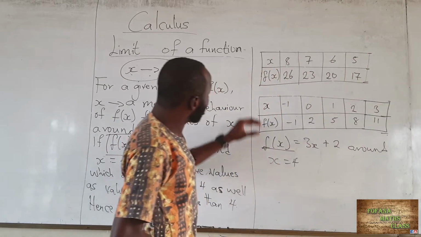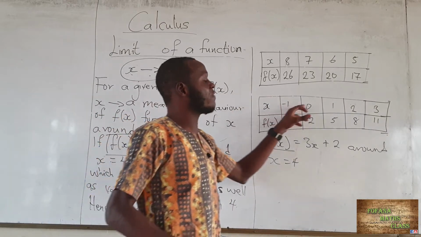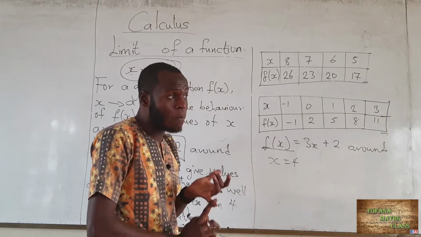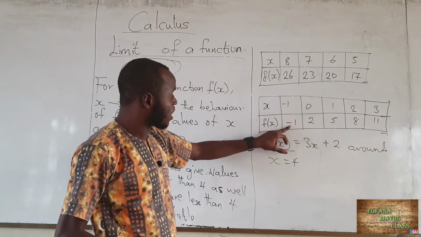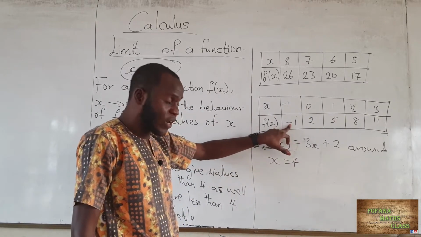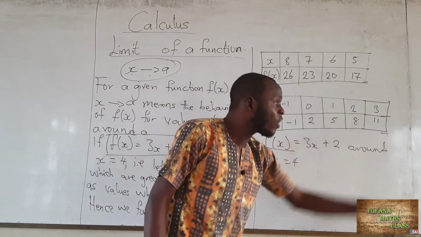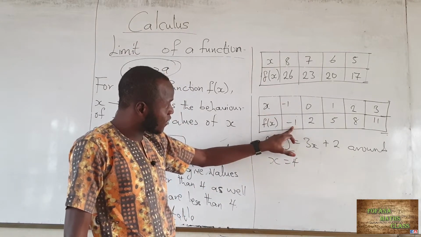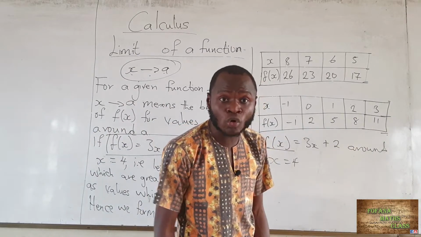4. Now the second table that I mentioned earlier has values of x less than 4, but they are also increasing, approaching what? 4. Now this is what happens when you insert those values into f of x. The solutions that you will be getting, you realize that they will also be increasing whilst approaching a certain value. The numbers are increasing and heading towards a certain number.